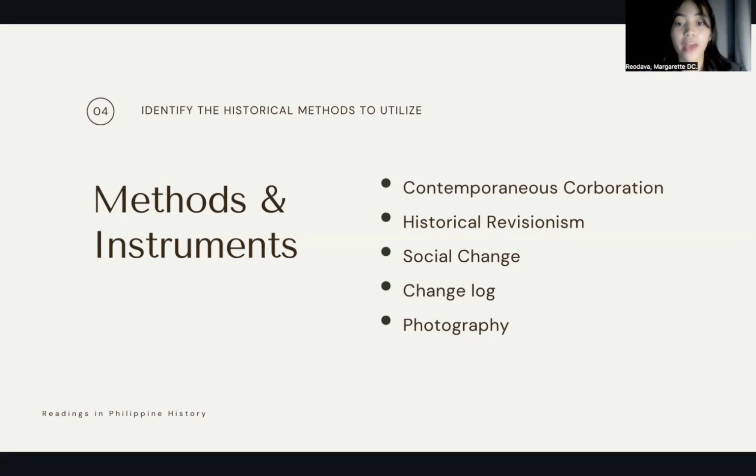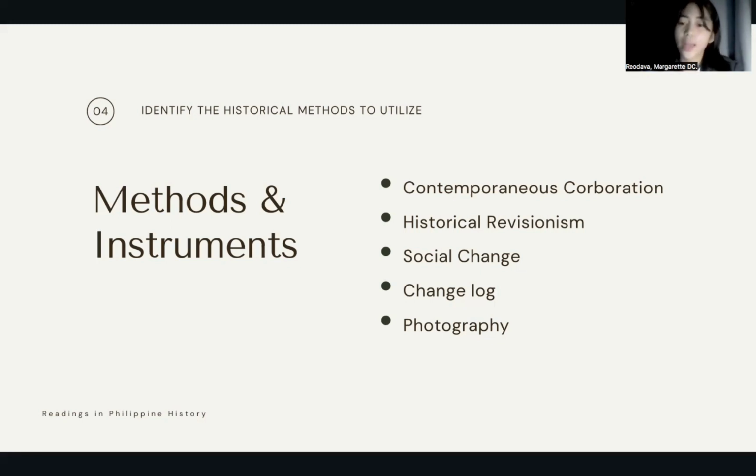Identify the historical methods utilized. So, mahalaga na may method tayong sinusundan in order for us to be organized in the historical paper at walang paligoy-ligoy sa paper natin. Now we have here the different types of methods and instruments used in historical research. First, we have the contemporaneous corroboration.